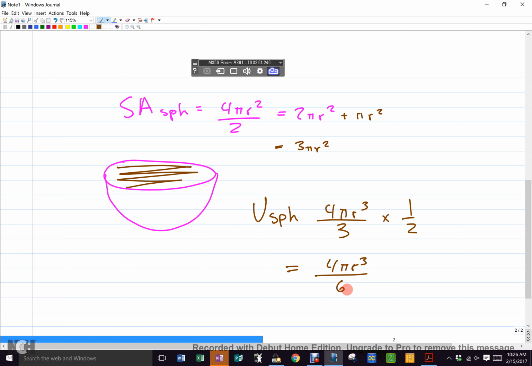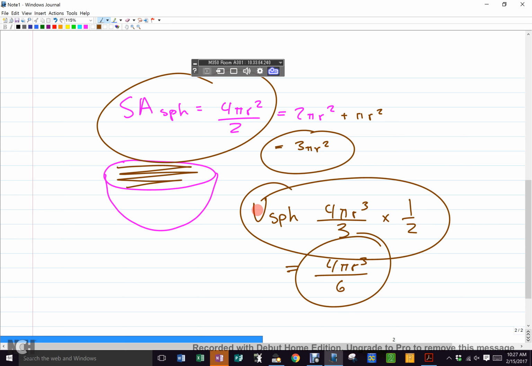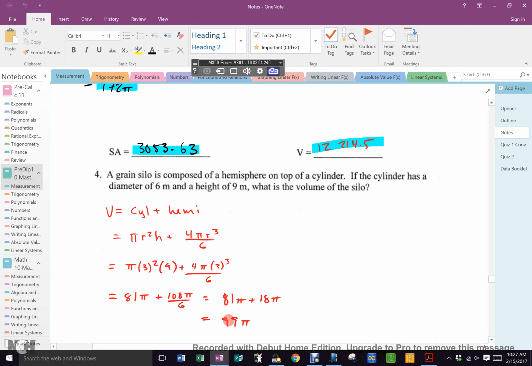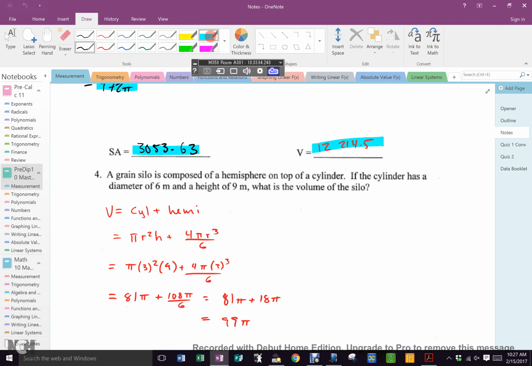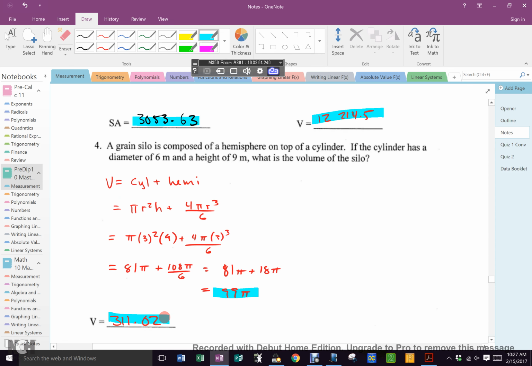Okay? Now, I cannot stress this enough, ladies and gentlemen. I give you notes for a reason. If you turn back a page in your book, what will you find? Those two formulas. And this drawing showing you how we got them. A scant 2 pages back. All right? And anyway, you do the work and you get 99 pi, or 311.02.